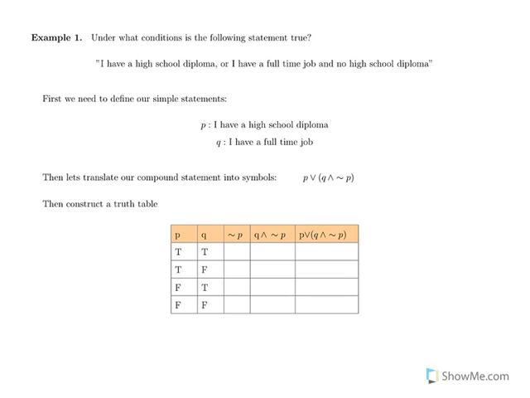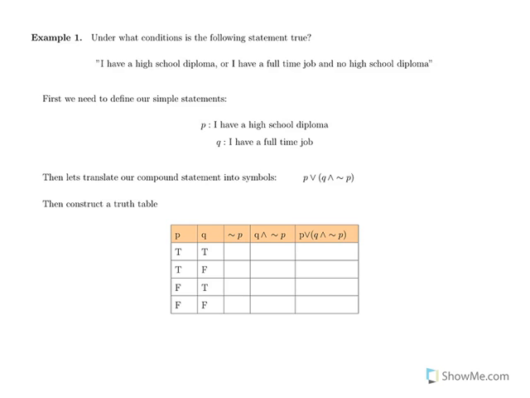So let's look at an example now. Under what conditions is the following statement true? I have a high school diploma, or I have a full-time job and no high school diploma. This is a compound statement involving a few simple statements. In this case, this can be broken down into 2 simple statements. P being I have a high school diploma, Q being I have a full-time job.